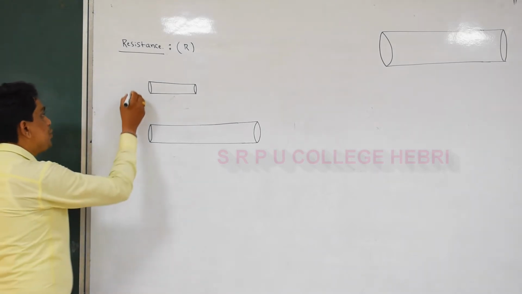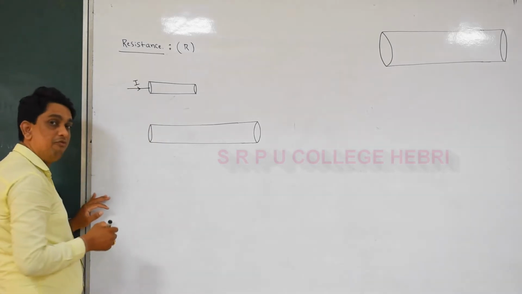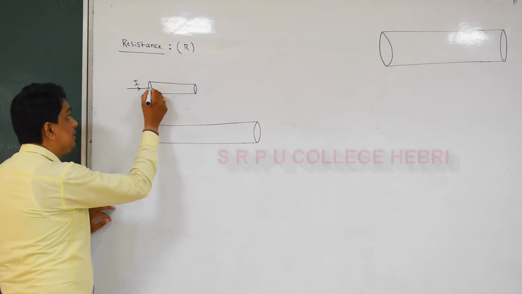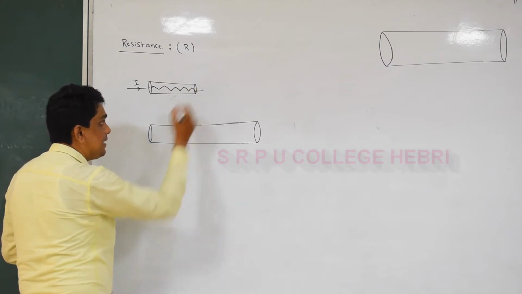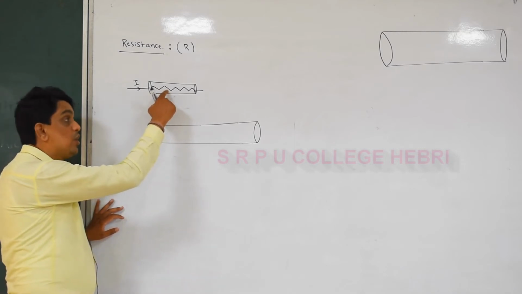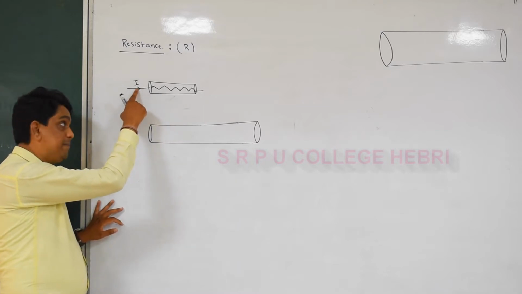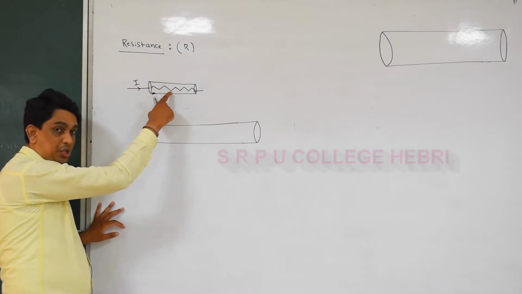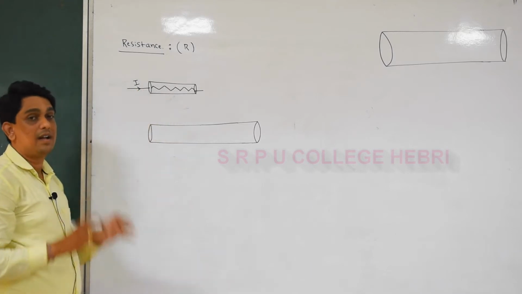Fine. Let me show you that current is flowing through the wire. When current is flowing through the wire, it causes hindrance. We call this hindrance resistance. So resistance is nothing but the hindrance caused by the material for the flow of current. Let me repeat, resistance is hindrance. Hindrance is nothing but obstruction that is caused by the material for the flow of current.